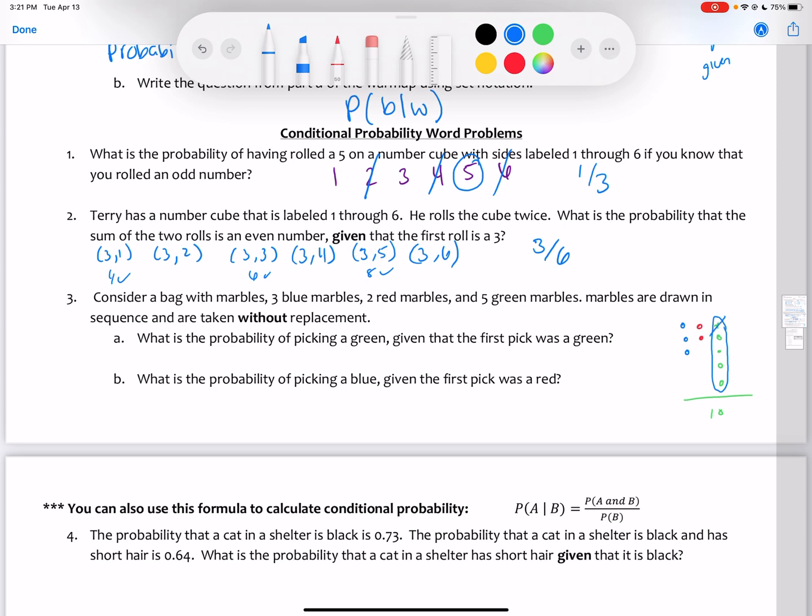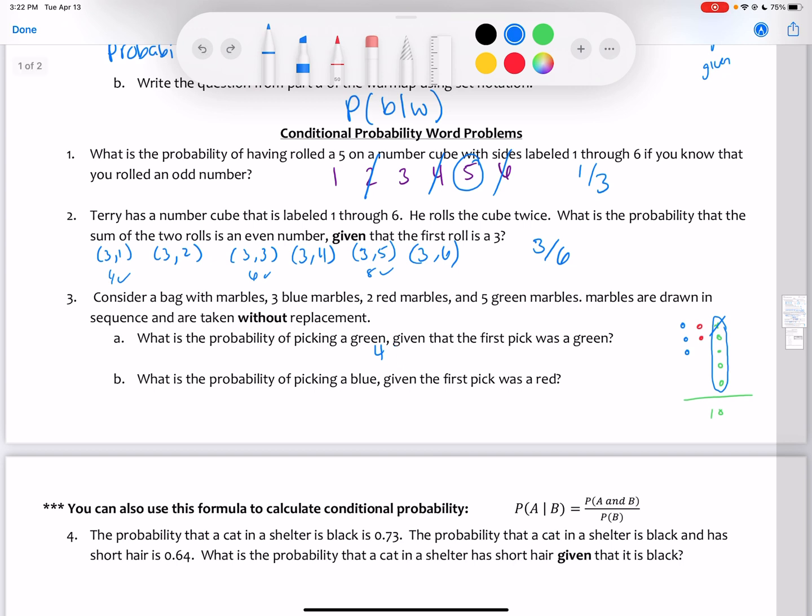but I've already picked 1 green, 1 out. Okay, what's the probability of picking a green? So we have 1, 2, 3, 4, 5, 6, 7, 8, 9. It's going to be 4 out of 9. So there's 4 green ones left because I already picked out one of the greens, and then you have your remaining. What's the probability of picking a blue given that the first pick was red?